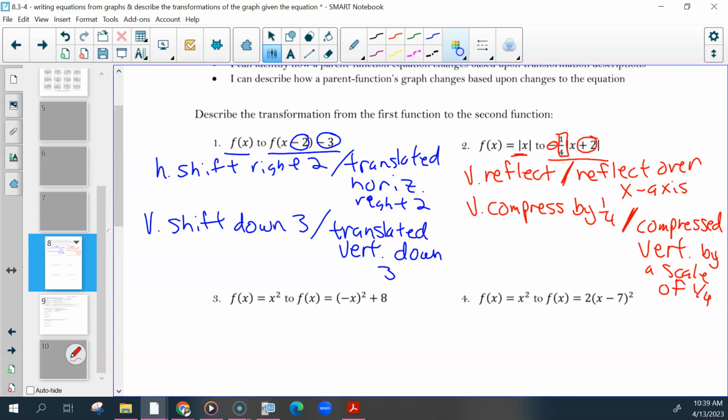Then we have one more thing. We did the outside pieces. We have an inside piece. What would that 2 do? Kind of similar to what we did here on the inside, but opposite direction. Horizontal shift left 2, or just like the words we had here, translated horizontally left.